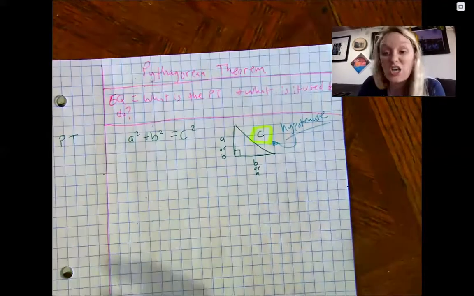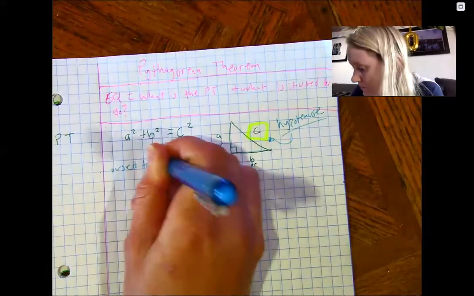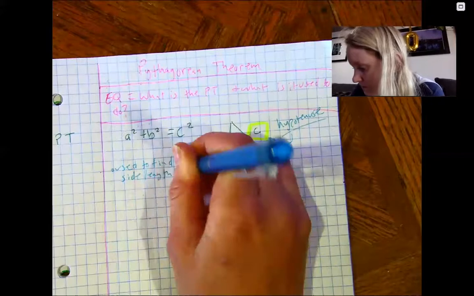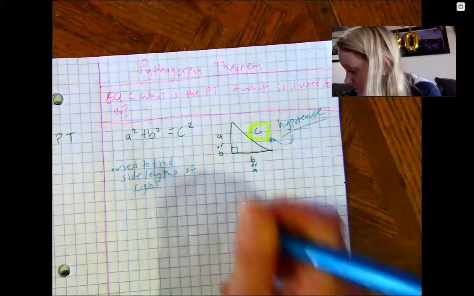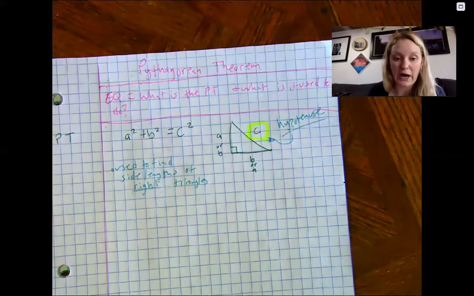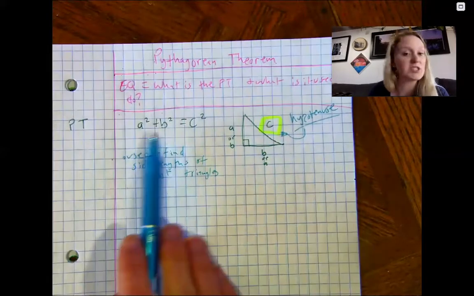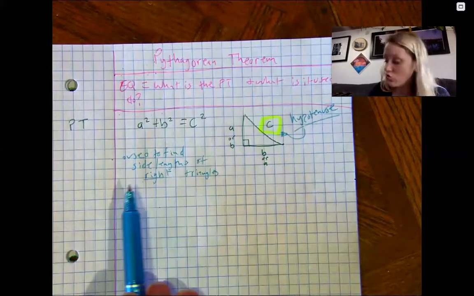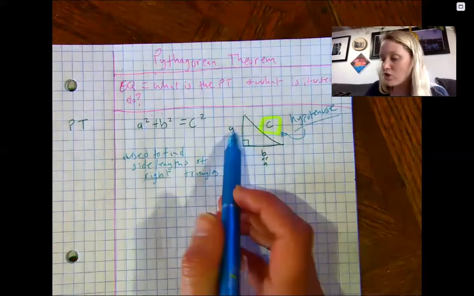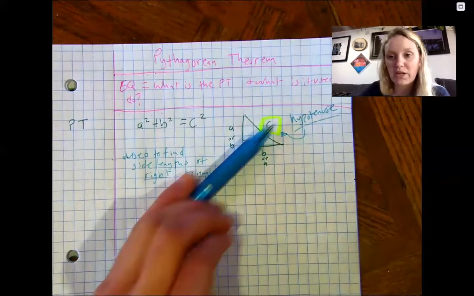Oh, and what it's used to find is it's used to find side lengths of right triangles. Underline right. Okay. You can use this to find the side lengths of any right triangle. So the Pythagorean theorem is a squared plus b squared equals c squared. It's always true, and it's always used to find the side lengths of right triangles. And A or B can be switched, but C is always the longest side, okay? The one across, the one that goes diagonal from the 90-degree angle.